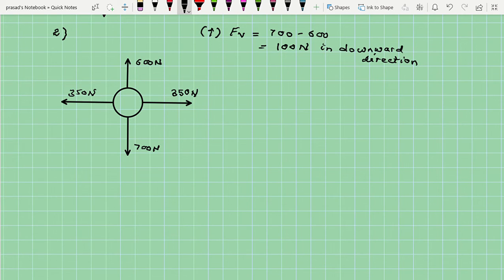And if you consider the horizontal direction, as you can see, both forces are equal in magnitude. So I will take 350 Newton acting towards right as positive. So 350 Newton acting towards left is negative. So the resultant force is 0 Newton. That means horizontally the forces are balanced.